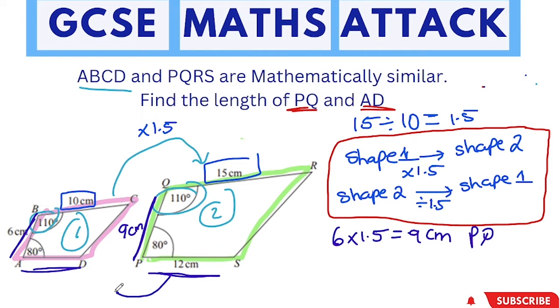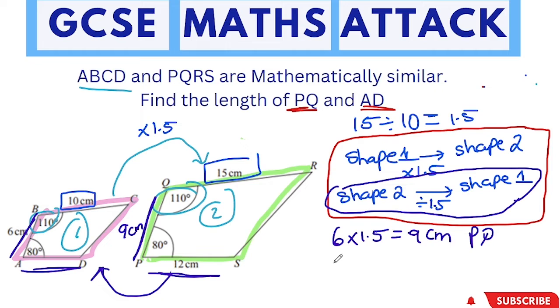This time I'm going backwards. I'm going from shape 2 to shape 1. Which one am I going to look at? I'm going to look at this one over here. I'm told if I want to go backwards, I need to divide by 1.5. So I'm going to do 12 divided by 1.5, and that's 8 centimeters. So now I know that AD is equal to 8 centimeters.